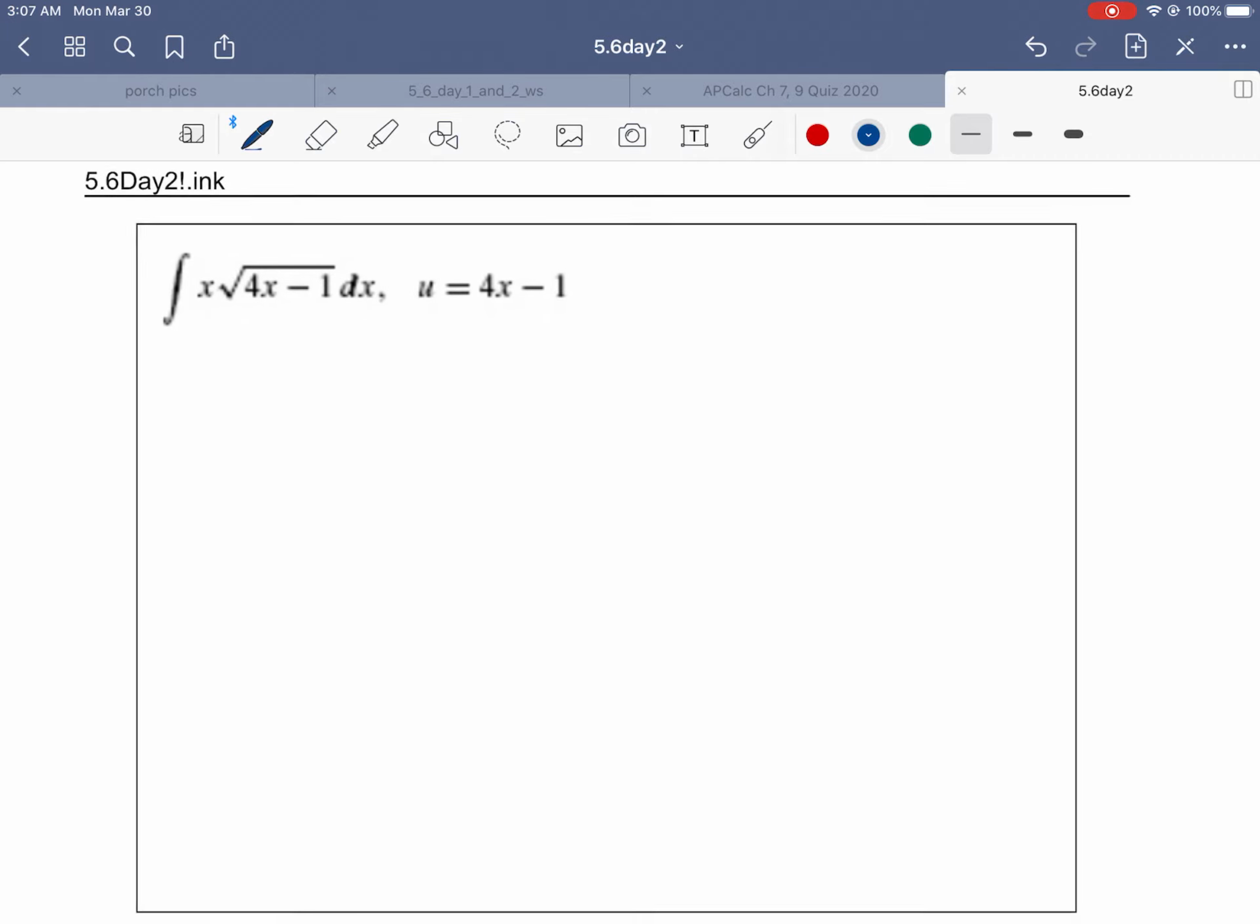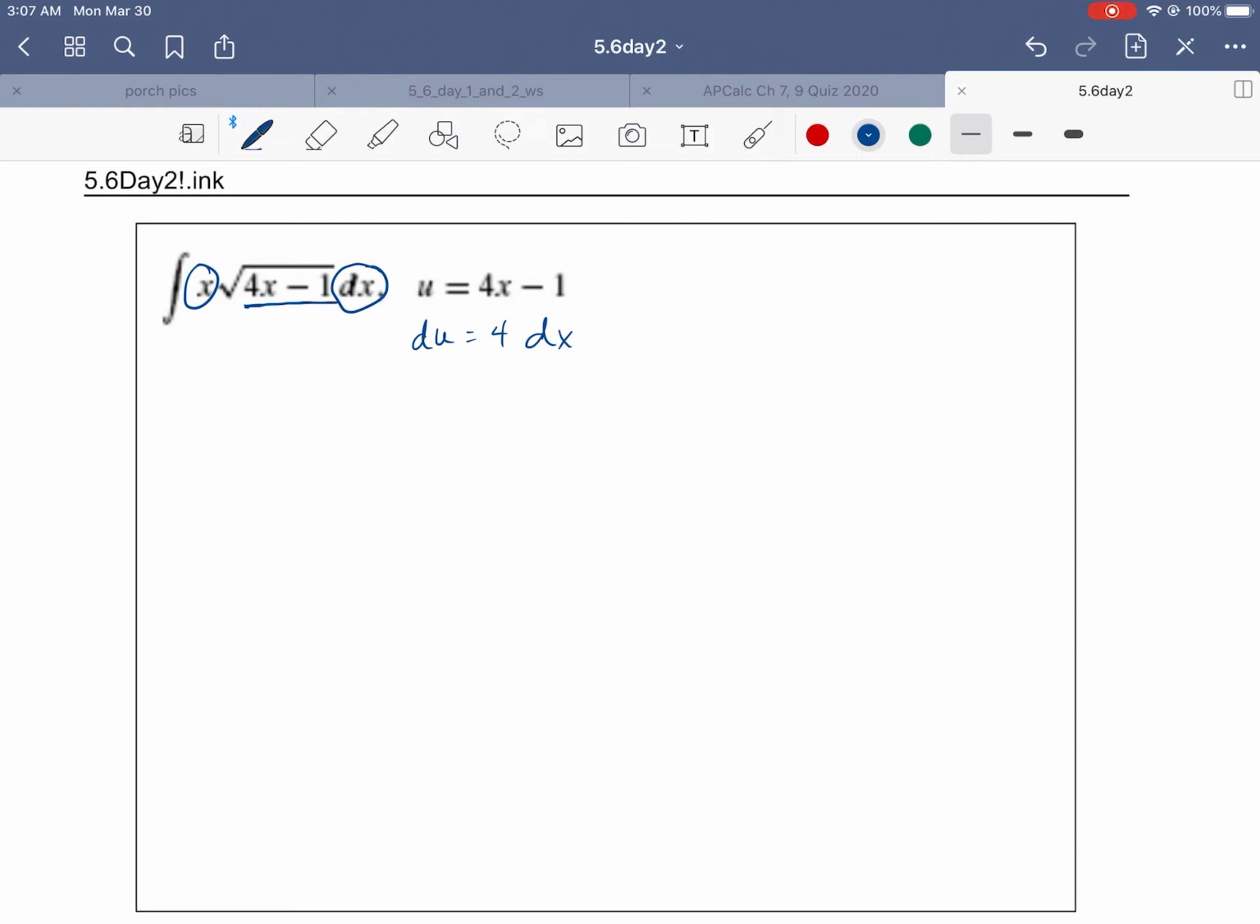Just a refresher on the notes. They're here again if you need them. And now let's take a look at this example. Okay, so u is given to us. We would have picked it anyway. It's what's inside of the square root. So we derive, we get a 4 dx. Okay, I don't need this 4, right? I need to find something for the dx, and then I have this extra x here.